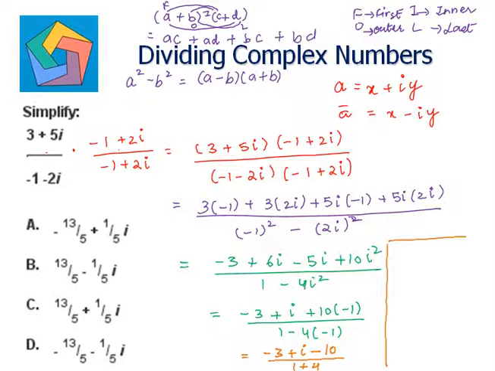This is equal to -3 + i - 10 over 1 + 4, and this is equal to -13 + i over 5. This can be written as -13/5 + (1/5)i, which is the answer in the A part.